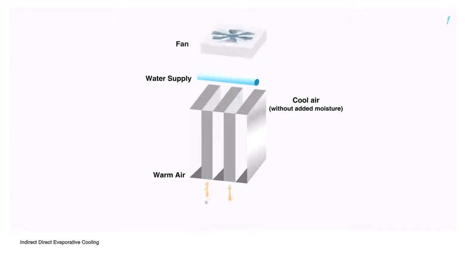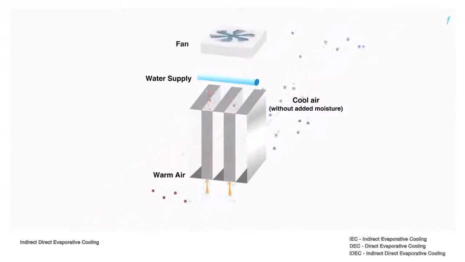The fans are switched on, and as warm air passes over the wet surface of the heat exchanger, water on it evaporates and the material of the heat exchanger is cooled. Air is then passed through the dry panels of the heat exchanger, where it is cooled by virtue of its interaction with the cool surface. This cooled air, without any added moisture, is let out at the other end.